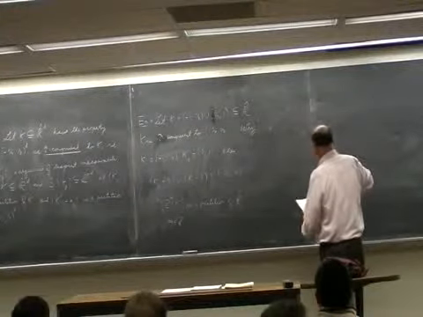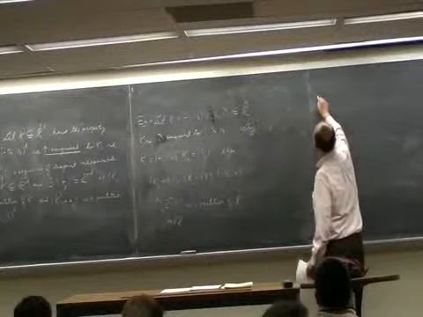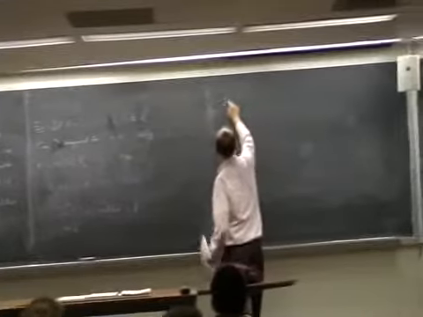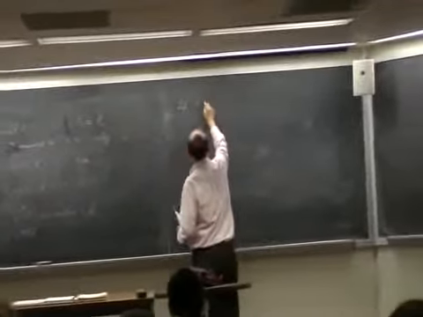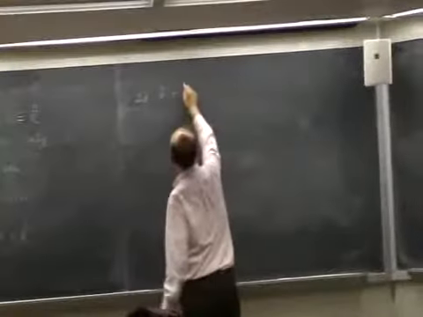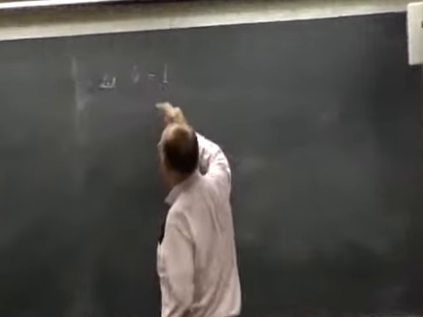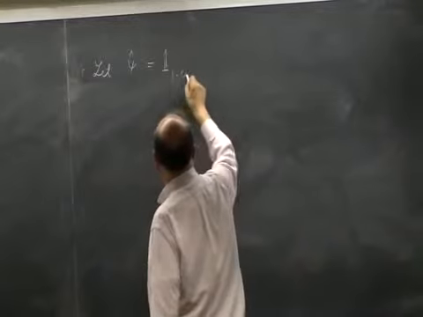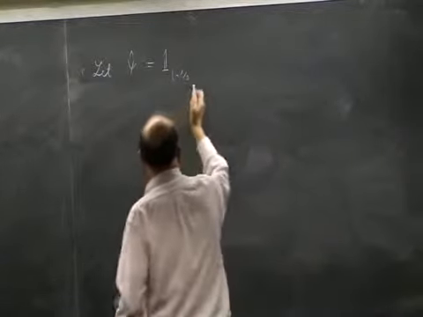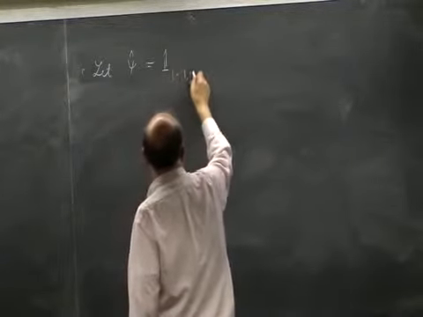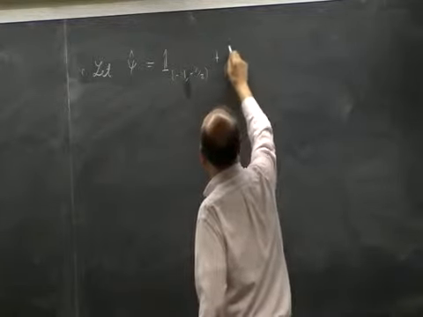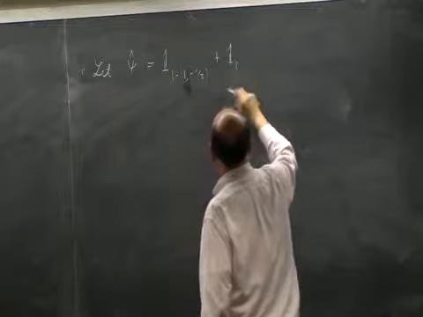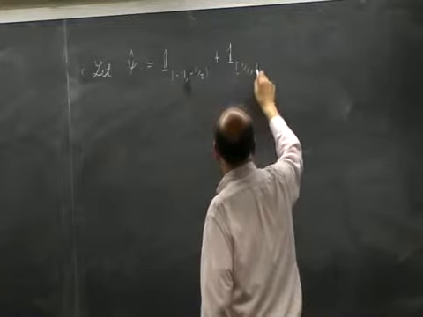Okay, so let's continue with this example here. And I want to do a calculation. So let psi hat be equal to the characteristic function of minus 1 to minus 1/2, plus the characteristic function from 1/2 to 1.